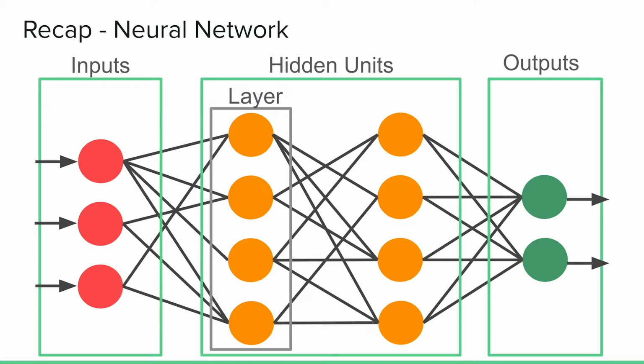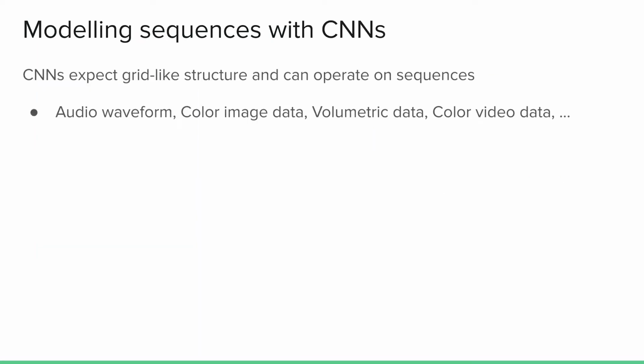We also talked about neural networks as being feed-forward networks, where we go from the left, we have our input layer, we have a bunch of hidden units, and then we have our outputs. So last week we talked about these feed-forward networks in the context of visual computing, and we learned that they operate really well on grid-like data structures, but they have one shortcoming. Imagine a video. When you're processing a video, it can really help you to know what you did in the previous frame. But CNNs expect a grid-like structure and they can operate on sequences, but only in a limited way.